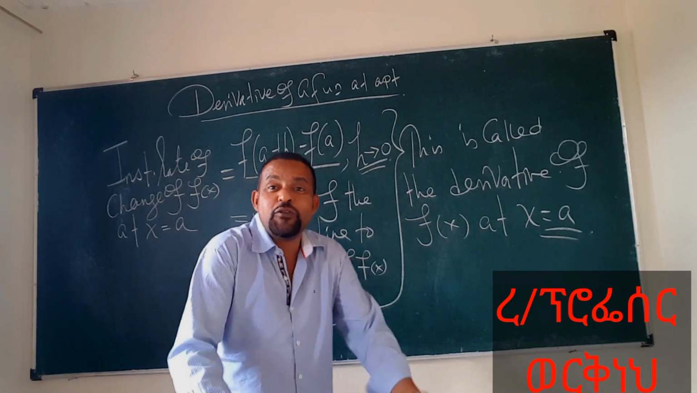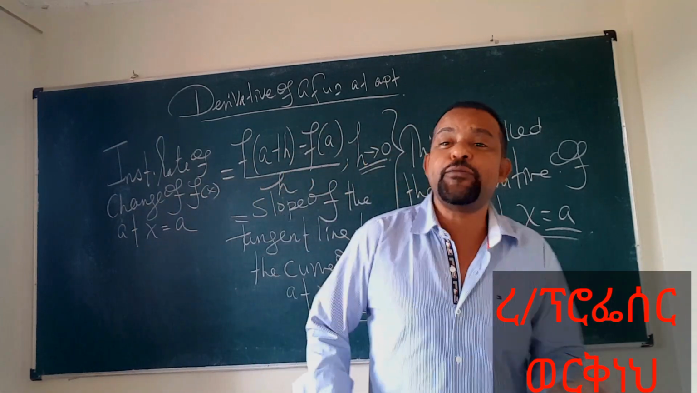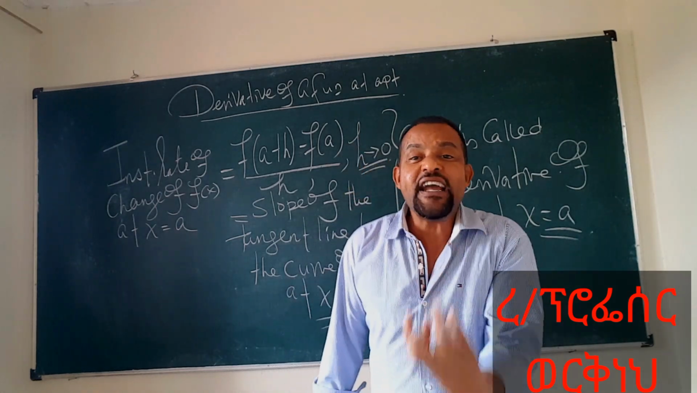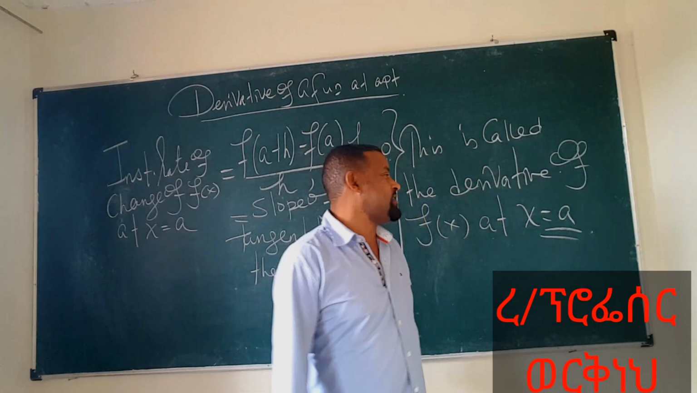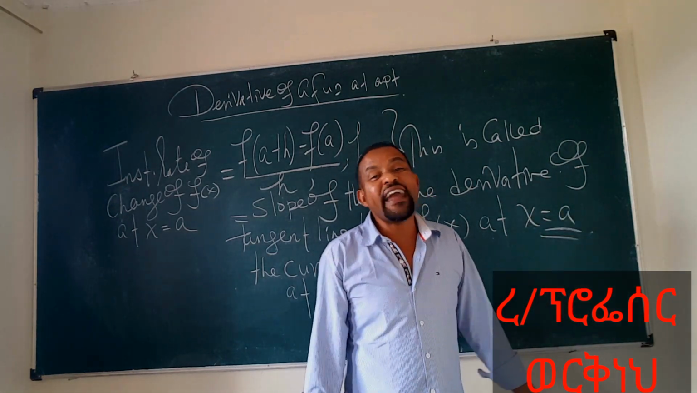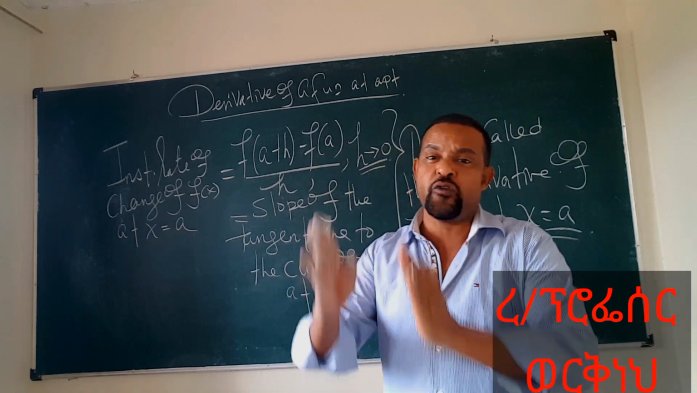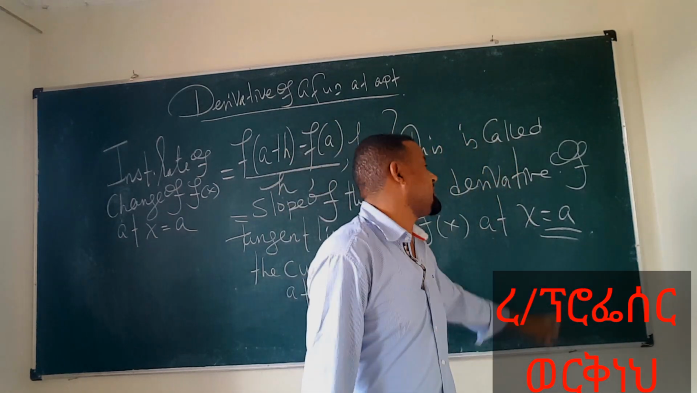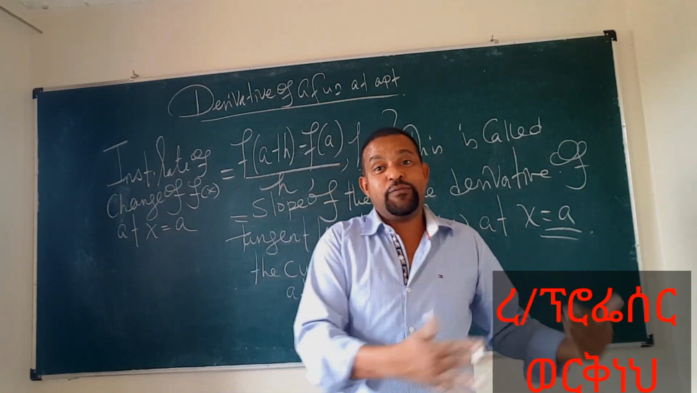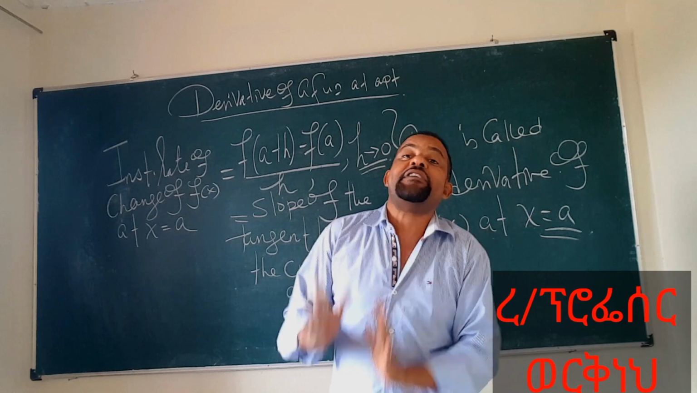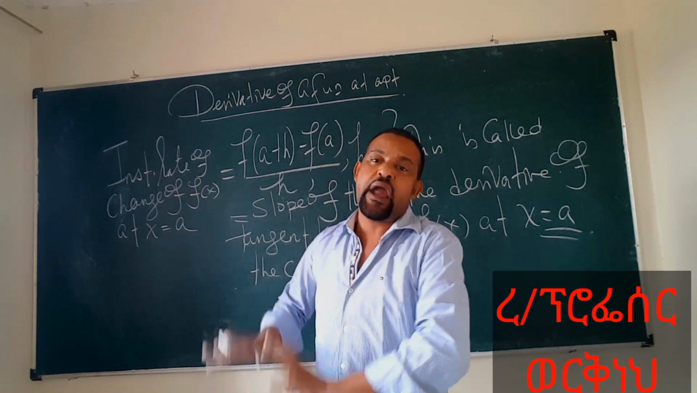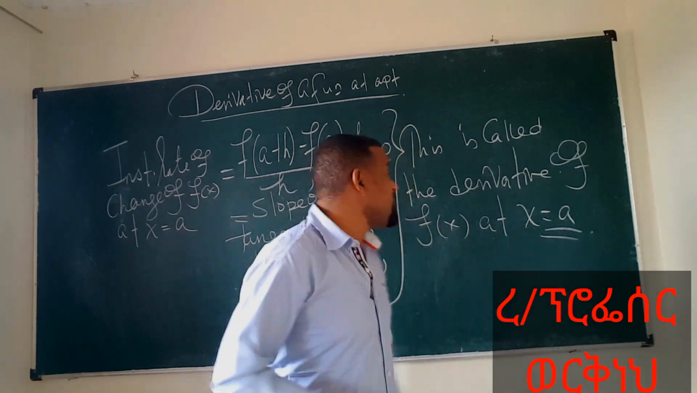So finding the derivative of a function at a point x equal to a means nothing but finding the slope of the tangent line to the graph of that function at x equal to a, or finding the instantaneous rate of change of that function at x equal to a. So how could we denote this?